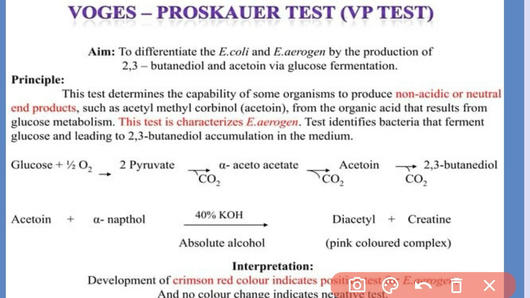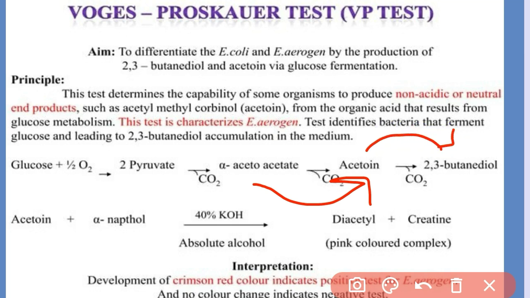The test identifies bacteria that ferment glucose and form acid, which after glucose fermentation is converted into a non-acidic compound like 2,3-butanediol. The chemical reaction occurring in the test: glucose in the presence of oxygen gets fermented into pyruvic acid, and CO2 is liberated. Pyruvate gets converted into alpha acetolactate, and this is converted into acetyl methyl carbinol, that is acetoin, and sometimes this acetoin is further converted into 2,3-butanediol.